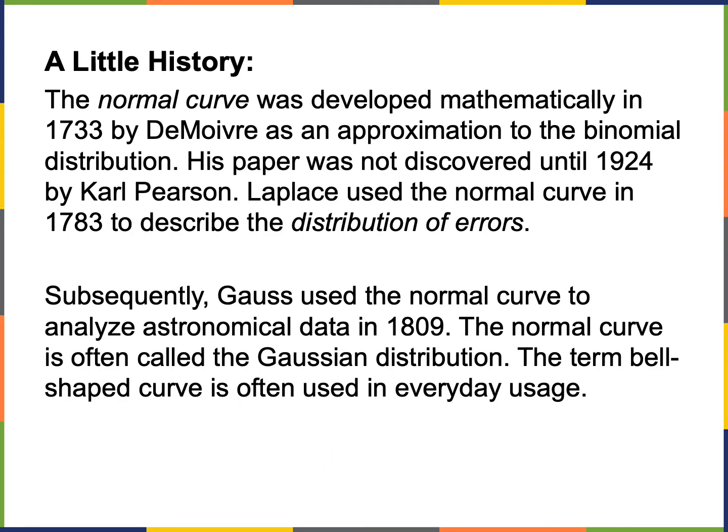So the normal curve is very old. It was developed in 1733, and it didn't really come to light until later, in 1924 by Pearson, okay? And Gauss is actually who made it popular. He used a normal curve to analyze astronomical data, and often the normal curve is called the Gaussian distribution.